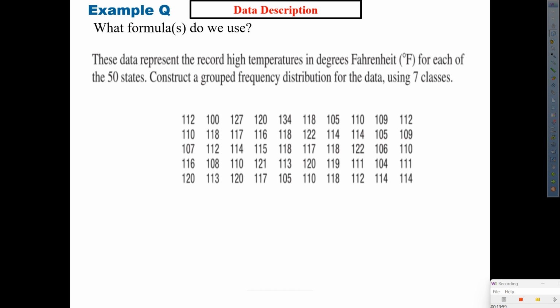Tell your neighbor what that means. What does that mean? What does that mean, Brandon Darty? Construct a what? A table. That is correct. So, talk it over with your neighbor. Let them know. Look at your formulas on your page of formulas. What formulas do we need to construct that group distribution? Talk to your neighbor. What formulas do we need?